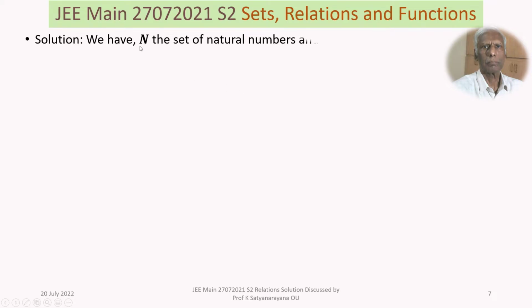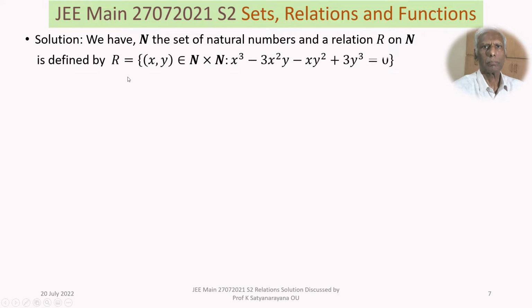Now, we have capital N is the set of natural numbers, and a relation R on N is defined like this. R is equal to the set of all those ordered pairs (x, y) belonging to N cross N such that x cube minus 3x square y minus xy square plus 3y cube is equal to 0. So, if x and y satisfy this, then (x, y) belongs to R. Now, you can say straight away that R is reflexive.